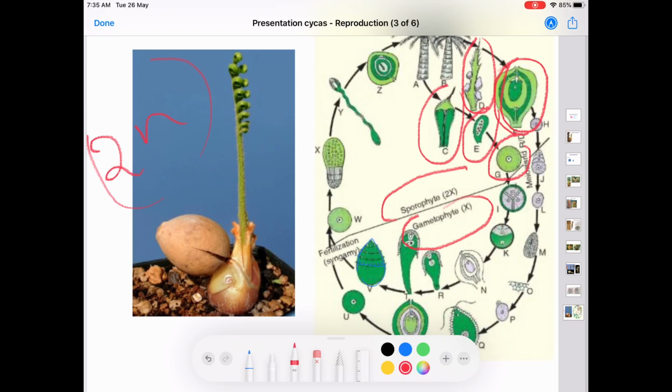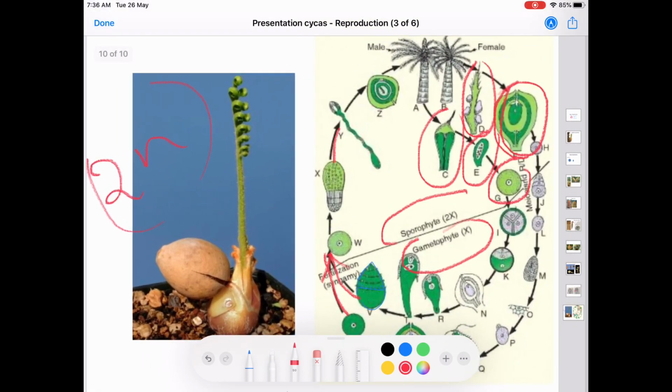The sperm fertilizes the egg through the process known as syngamy. Here, the gametophytic phase is represented by the egg and the sperm. All other regions in the life cycle will be sporophytic. Once the egg is produced, again it will develop into a new cycas plant. This is all about the life cycle of the cycas.